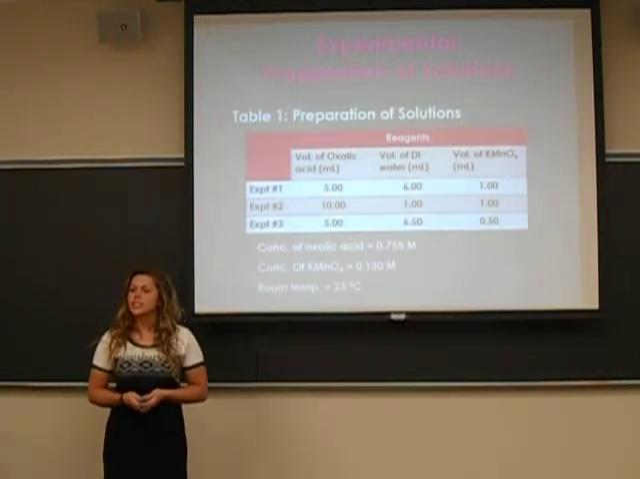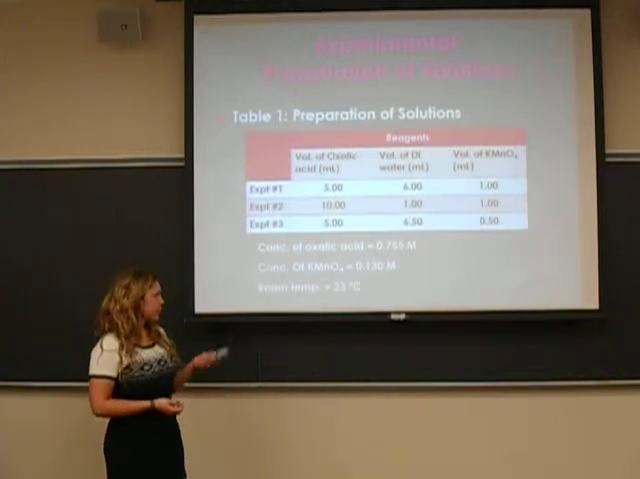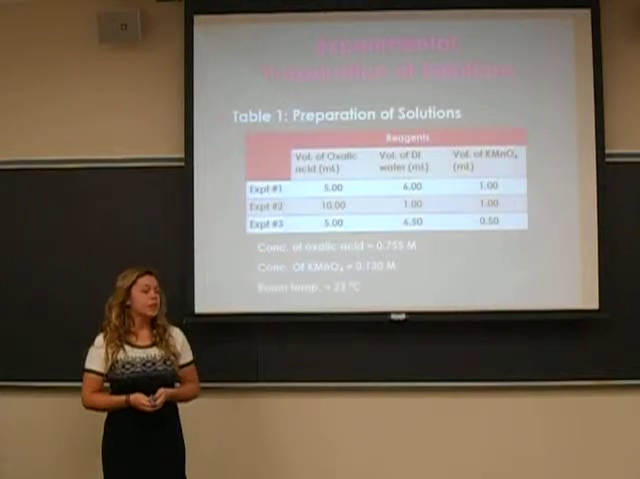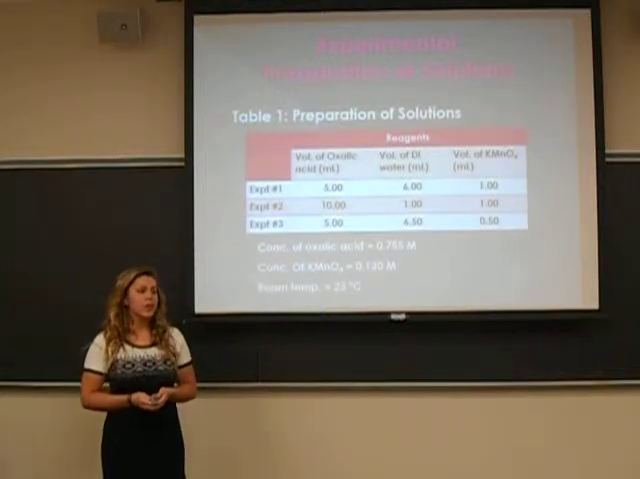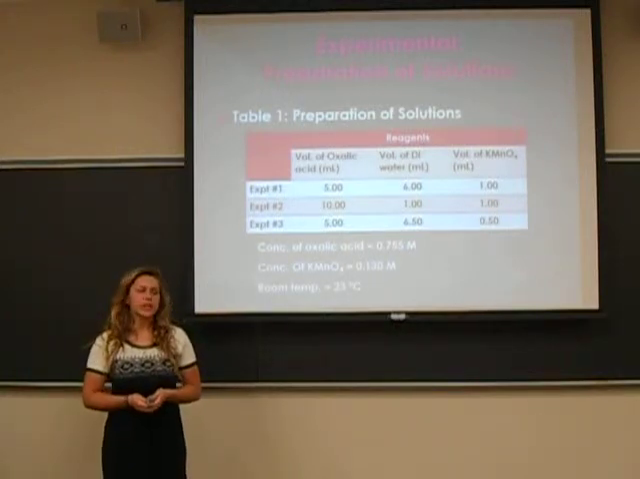It was also important to take note of the concentration of the stock solutions. In the beginning, the oxalic acid was 0.755 molarity, while the concentration of permanganate was 0.130 molarity, and the overall room temperature at the time was 23 degrees Celsius.